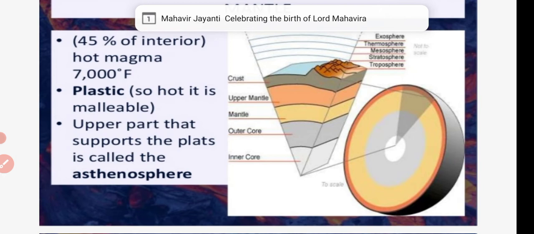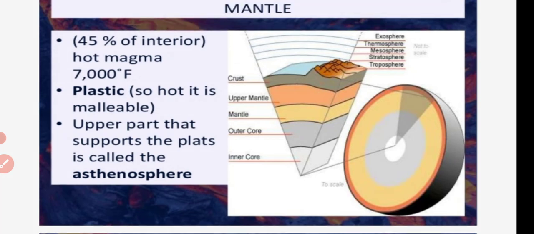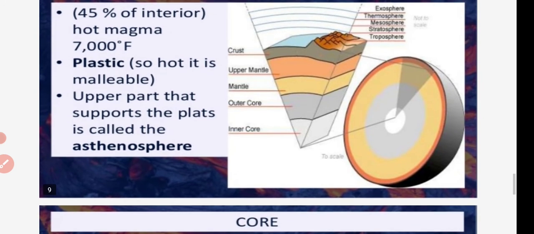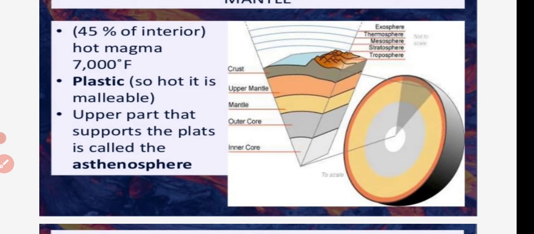Everybody knows that 71% of the earth is covered by water bodies, like the oceans, which are the Pacific, Atlantic, and Indian Ocean. So 29% is the land mass which is present on this earth. The thickness of the lithosphere is uneven, varying between 22 and 40 km.